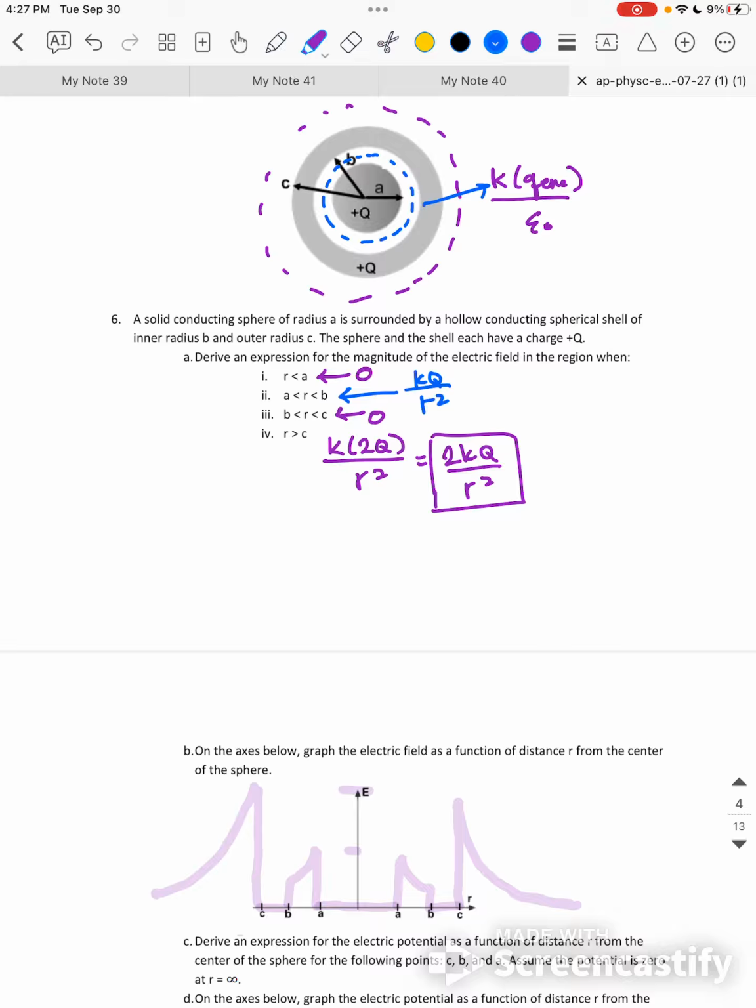Okay, now we're going to derive an expression for the electric potential as a function of distance at C, B, and A. And I'm going to do the work up here in this area because that's where we have space. And I also want to keep it near our area where we have our electric field, because I'm going to need those values to do this calculation.